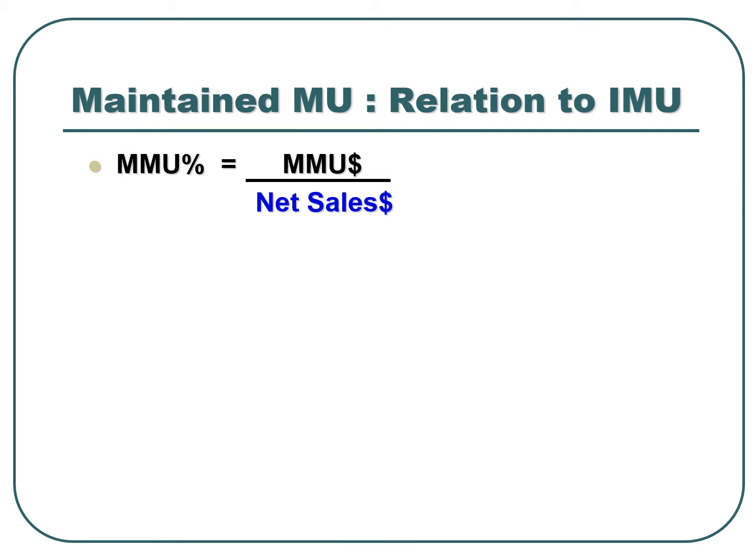So here on this slide, we want to put together formulas for maintained markup percent, given what we learned from the previous slide. Okay, so the initial maintained markup percent formula would be maintained markup dollar over net sales. We already took a look at this formula before.